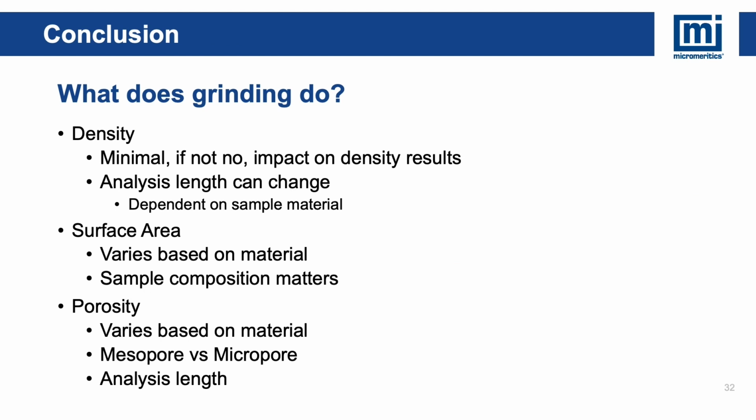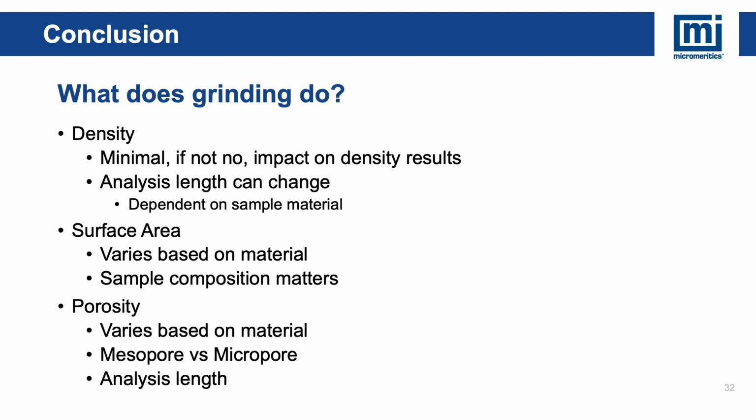In conclusion, what does grinding do? Density results were minimally impacted. The biggest change to these tests is the analysis length, which is dependent on the material. Grinding the material changes the amount of sample that can be placed in a sample cup due to the interstitial spacing between individual particles. How much of an impact grinding has on the surface area results depends on the material. If sample composition is not uniform, like the ibuprofen sample, the ratio of components exposed to the surface might change as the size ranges change.